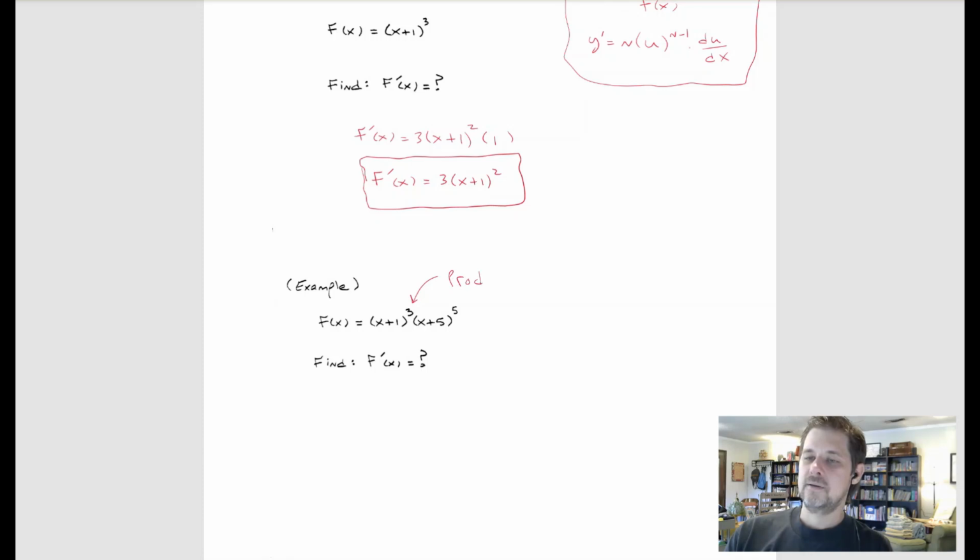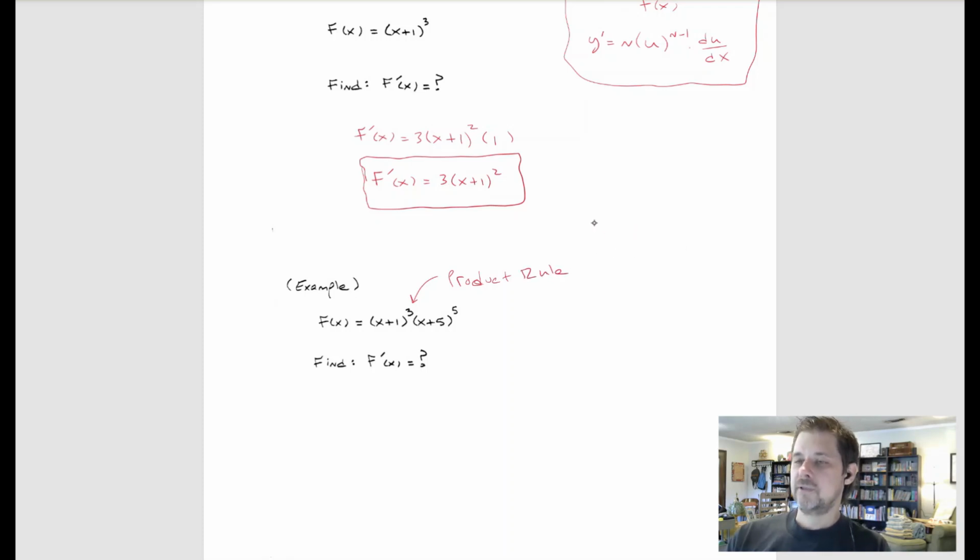It's the product of two functions, right? It's x plus 1 to the third, that's one function, times, separately, x plus 5 to the fifth power, that's another one. It's a product of two functions. So in that case we use the product rule.